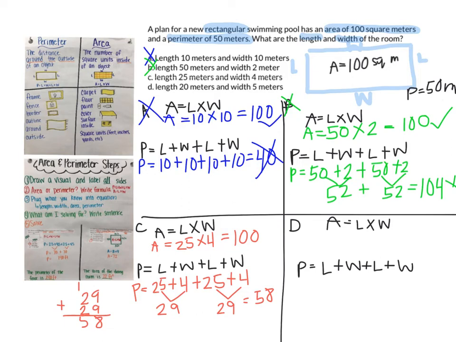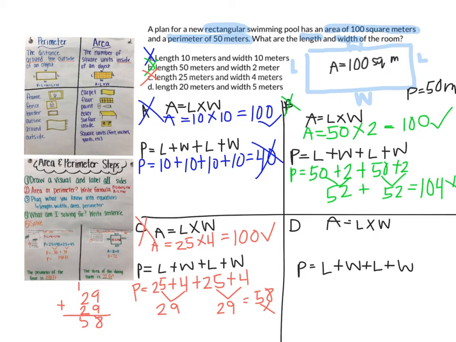So let's go back and check to see if this matches. We're looking for an area of 100. That matches. And a perimeter of 50. That does not match. Go ahead and eliminate answer choice C. And moving on to D.